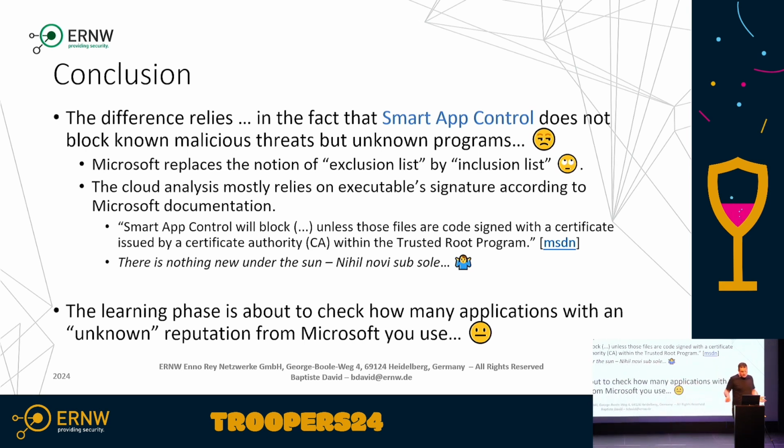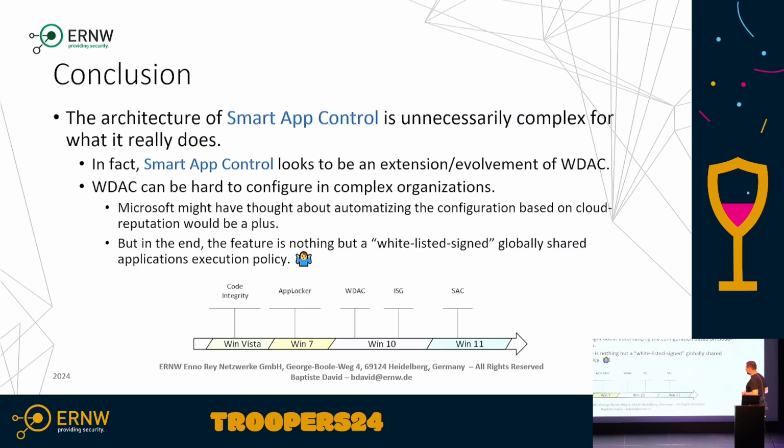It's literally like that. But we can have also another point of view on this stuff. It's one point of view, but we can try to put ourselves in the shoes of Microsoft for a couple of seconds. The architecture of Smart App Control is unnecessarily complex, but why is it unnecessarily complex? Because it relies on WDAC. And maybe we should think that Smart App Control is just an evolvement of WDAC. I mean by that, WDAC is supposed to protect your system by applying policy on what kind of application can be executed and which application cannot be executed on your system.